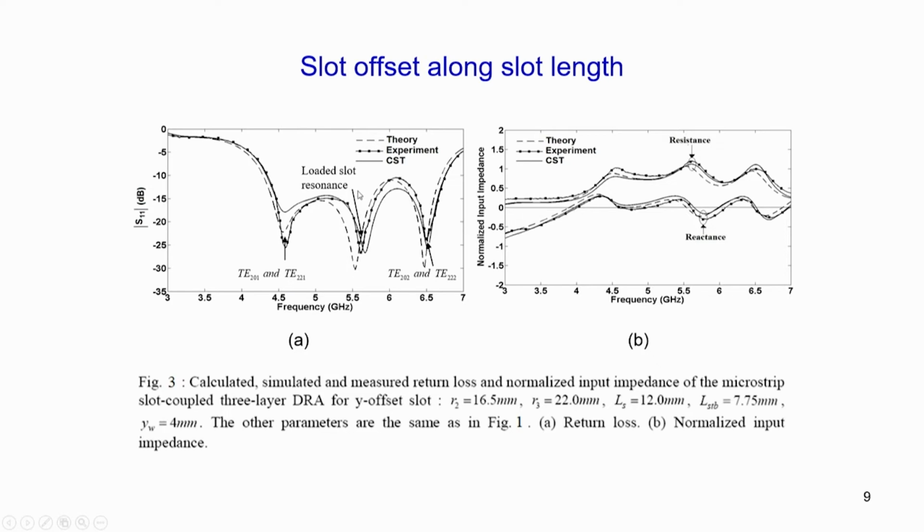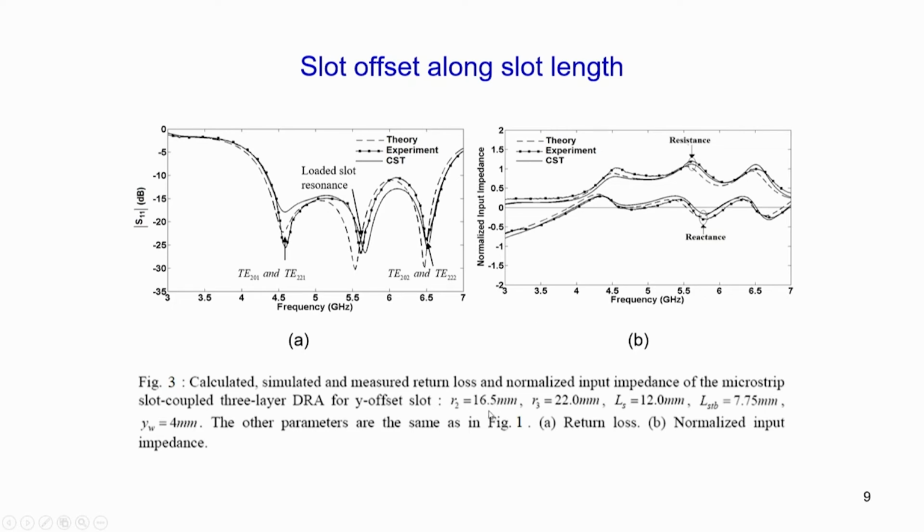to zero in on the regions of concern, which we have little knowledge with using only the simulation tool. So, this is where the analysis comes in very handy and very useful. The middle resonance you see is the loaded slot resonance. The loaded slot resonance means it is the slot resonance affected by the presence of the DRA.